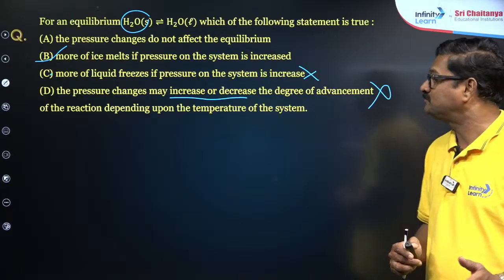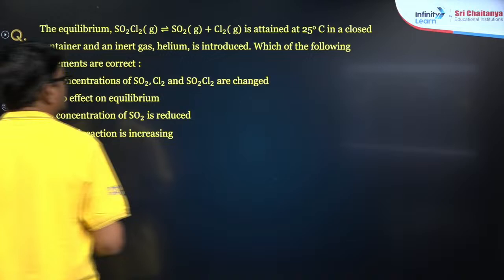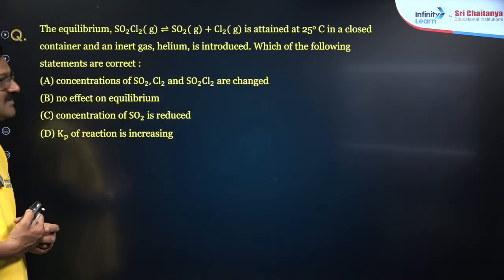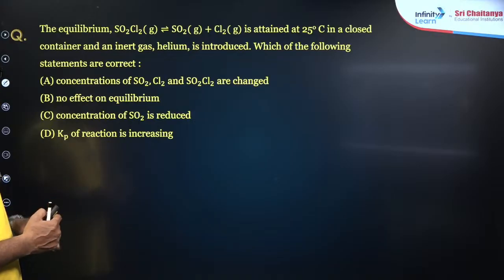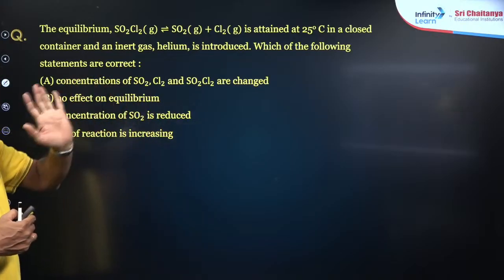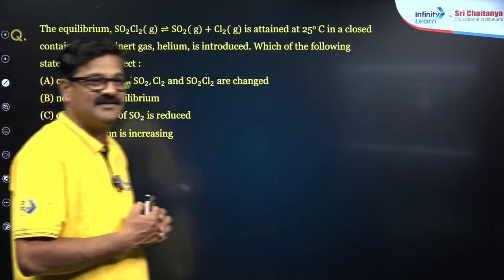Okay, next, the equilibrium SO2Cl2 gives rise to SO2 plus Cl2 is attained at 25 degrees centigrade in a closed container, and an inert gas helium is introduced. Which of the following statements are correct?